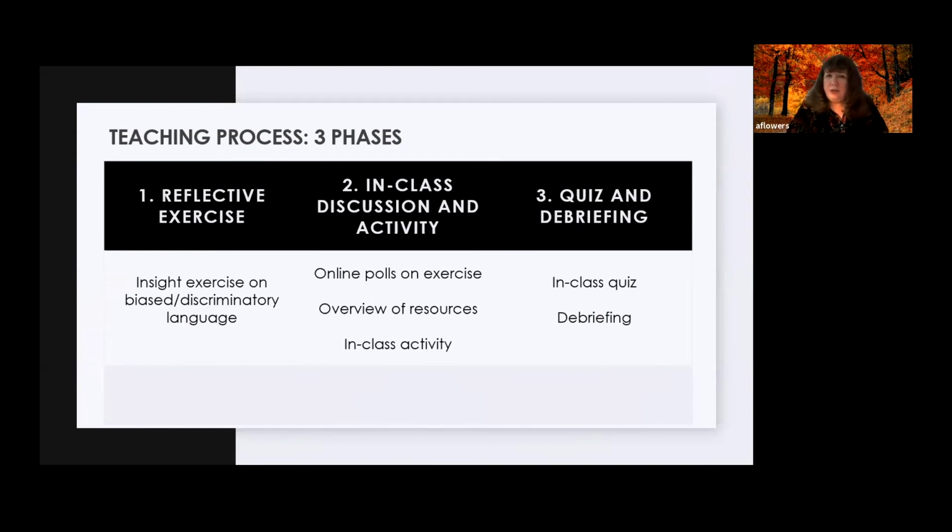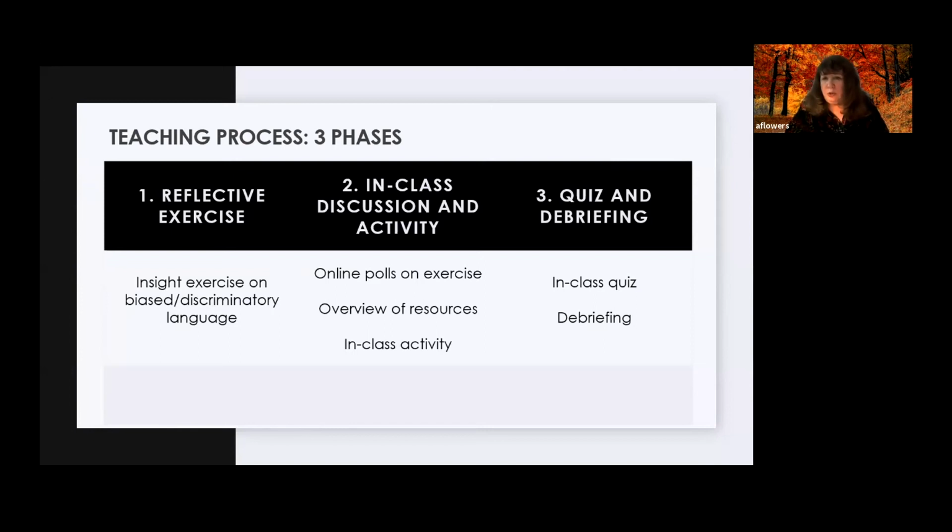And then I use that as a springboard for step 2, where we do an in-class discussion about our findings. I use online polls as well as we have an open discussion. And then I review the existing resources and how to use them effectively, and also do an in-class activity, which could be on Kahoot or just a handout, where I ask them to find and evaluate keywords looking at the resources.